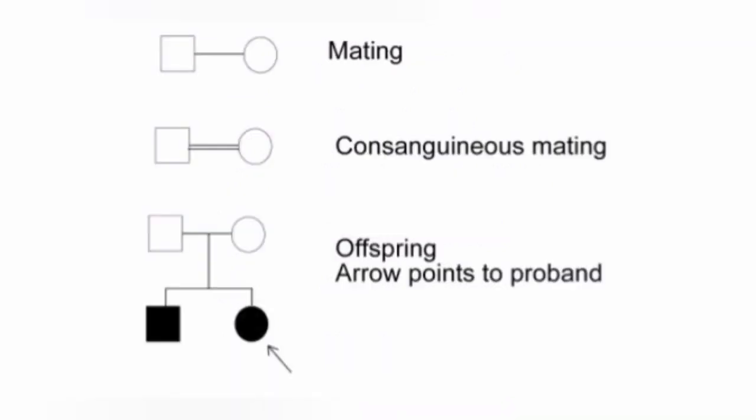Now, if the square is connected with the circle by a single line, it will be considered as mating. If the square is connected with the circle by a double line, it will be consanguineous mating. And when a circle is mated with a square, offspring are produced. The diagram here shows the offspring are affected.